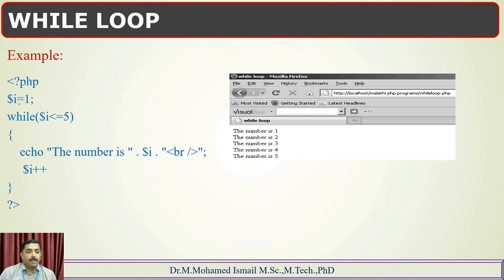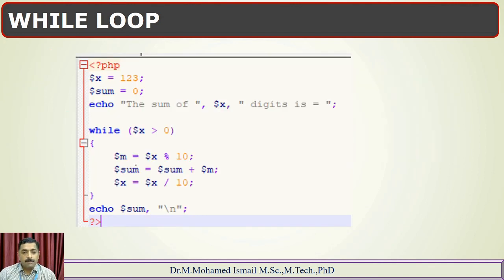That is, I am declaring the variable i equal to 1, and the loop executes while i is less than or equal to 5. The condition is i less than or equal to 5, so this block of statements will execute. I am just printing the value of i. First time it will come as 1, so 1 will be printed. Second time 2, 3, 4, 5. Here I have given an equal to condition, so 5 numbers will be printed. After that the condition becomes false and the loop exits.